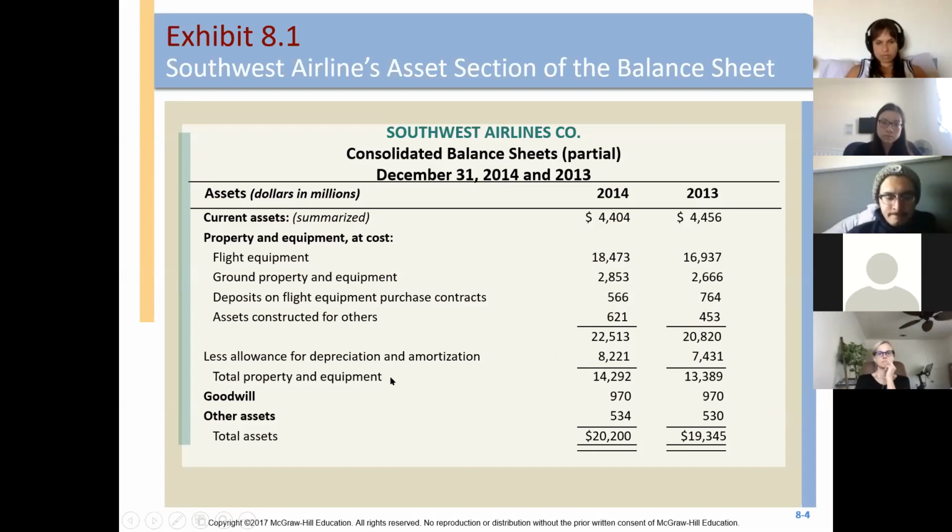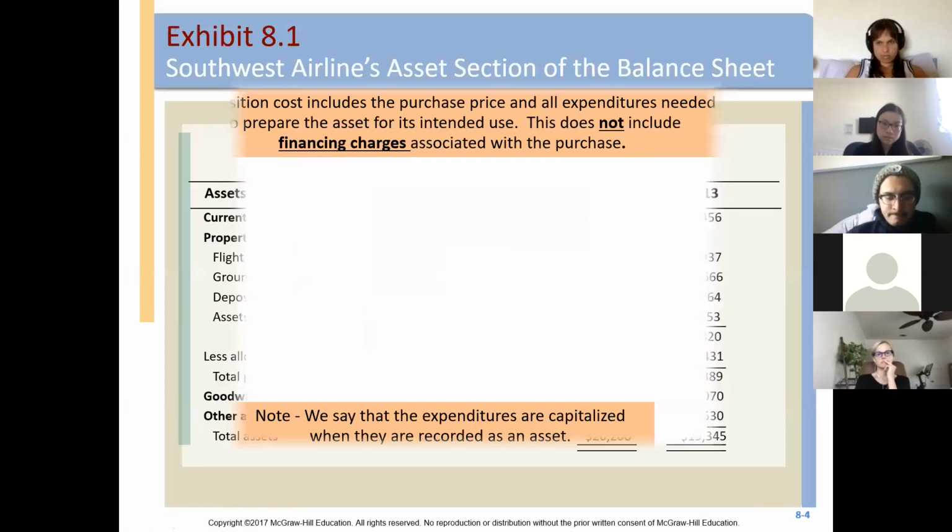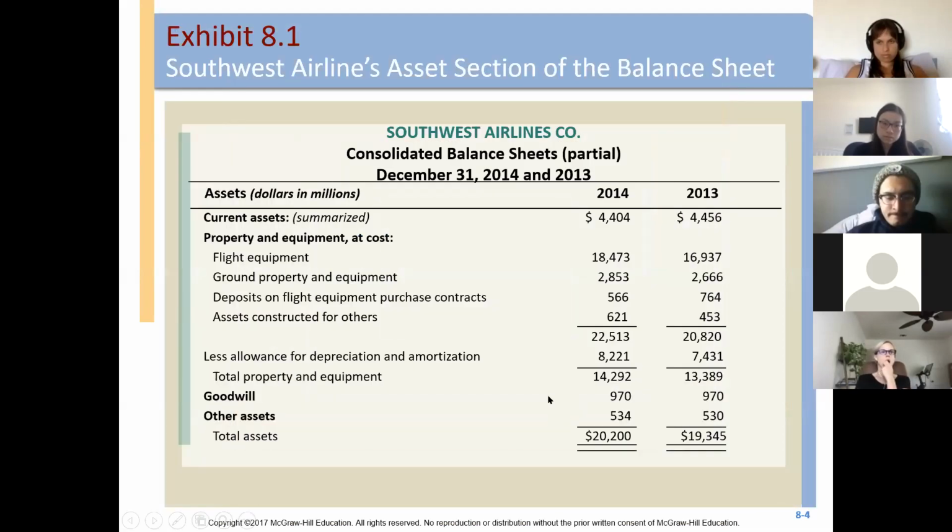I don't like that word, allowance for depreciation. Well, okay, at the end, you subtract your depreciation, amortization, and depletion. There you go. You got net. You got your net fixed assets. Okay. Goodwill. We're going to get into that, I believe, in this chapter. Goodwill is simply an amount of money in excess of. It's the difference between what you paid for a company and its actual value. And we'll talk about that.